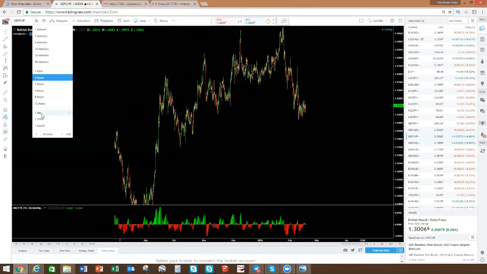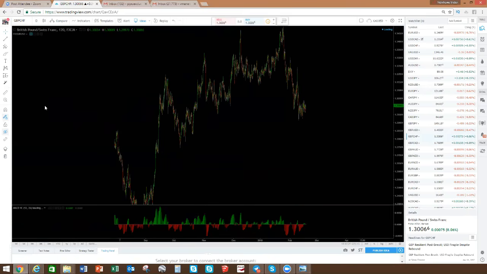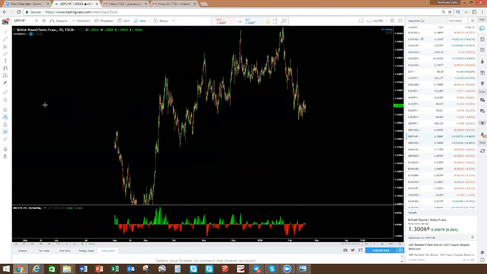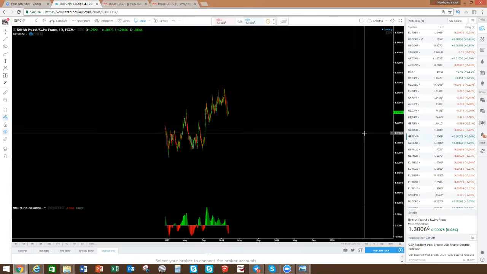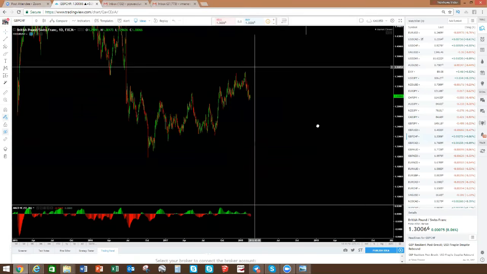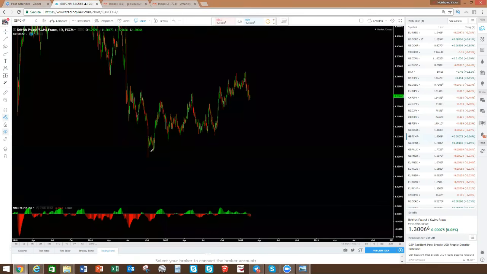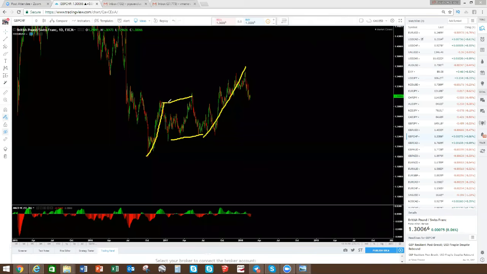So pound CHF, score daily. This one is quite interesting. If you look at the daily structure of pound CHF, you had this impulse move here, you had this correction there, you had this one here. So this was a clear A, B, and your C that ended with this diagonal here.